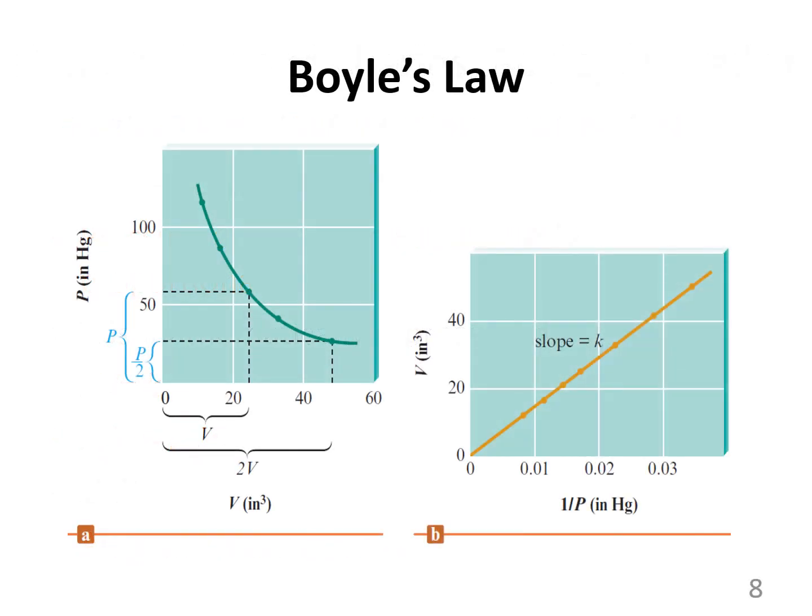Boyle's law can be nicely represented with a graph. If we look at a plot of pressure versus volume, we see that as the volume increases, the pressure decreases, and vice versa.